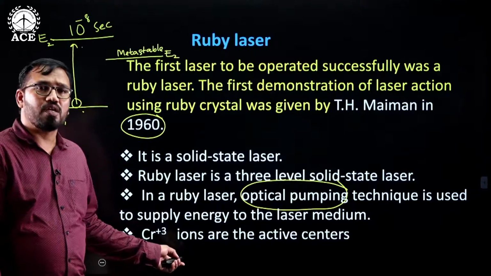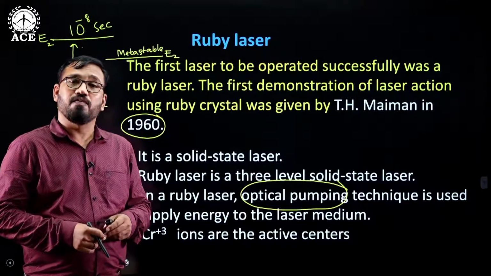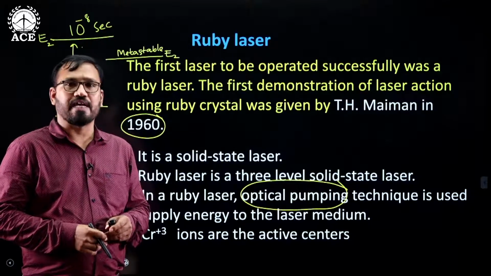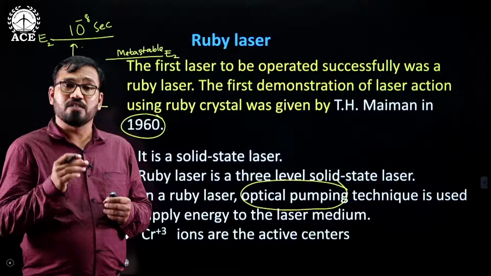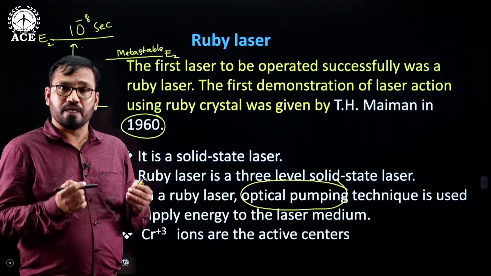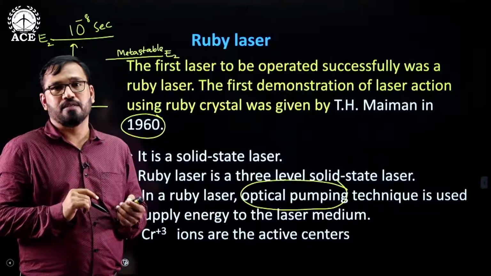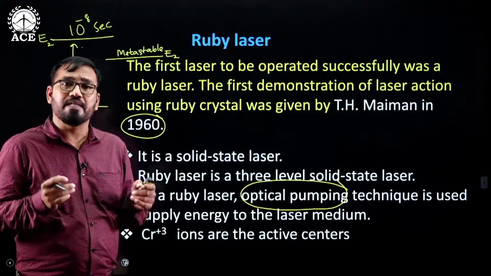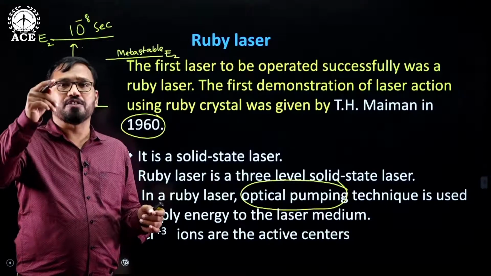So this is a brief note about the ruby laser. First, what is a ruby laser? It is the first active laser, demonstrated by Maiman in 1960. It is a solid state laser. Which level laser is it, 3-level or 4-level? It is a 3-level laser: a lower energy level, a higher energy level, and in between them one more level called the metastable state. The pumping mechanism is optical pumping. Why is pumping needed? To get lasing action, we need population inversion.